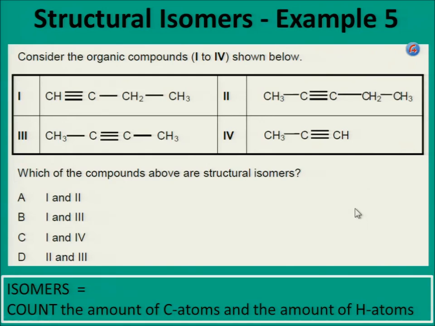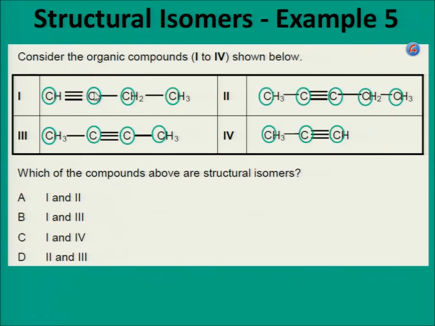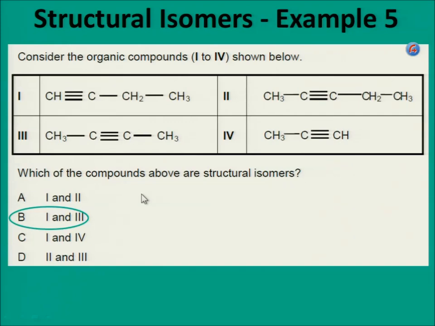Example 5. Consider the organic compounds shown below. Which of the compounds above are structural isomers? Remember, structural isomers have the same amount of carbons and hydrogens. So you have to count the carbons and the hydrogens. 1, 2, 3, 4, 1, 2, 3, 4. 1, 2, 3, 1, 2, 3, 4, 5. So it can only be 1 and 3 because they have the same amount of carbons.